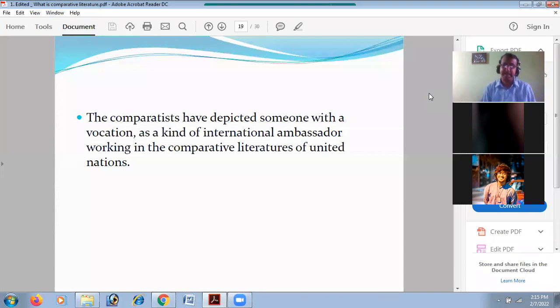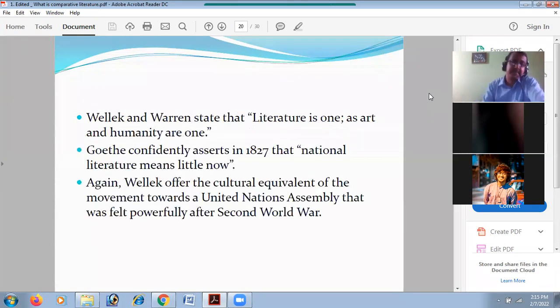That was claimed by a critic, that comparative literature is simply literary history. Wellek and Warren state that literature is one, and art and humanity are one. So two different things: literature is one, and art and humanity are one. Art and humanity run side by side. We can separate humanity from art, and vice versa. So these are the situations.